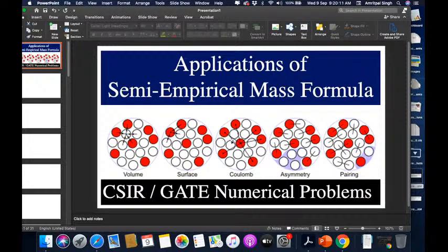So, in today's lecture, we are going to study the applications of the semi-empirical mass formula, and we will also solve some of the important numerical problems related to this semi-empirical mass formula which can come in competition exams.